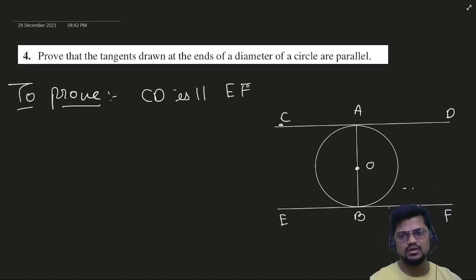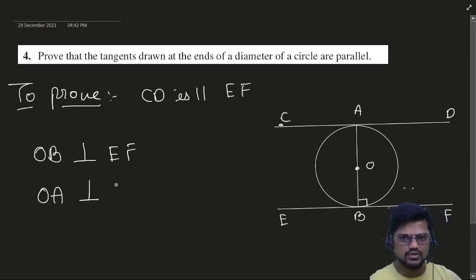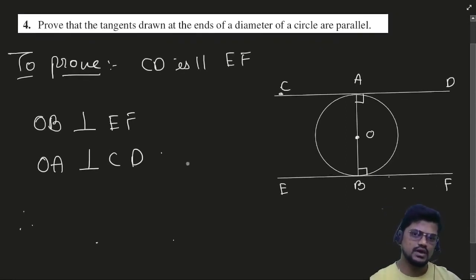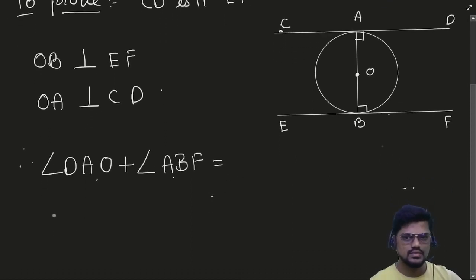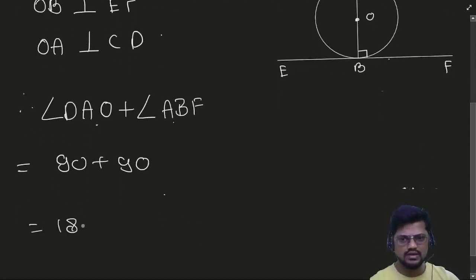Now, how can we prove it? We know that OB is perpendicular to EF. Yes or no? And OA is perpendicular to CD. Therefore, what can I say? Angle DAO plus angle ABF is equal to 90 plus 90, which gives you 180 degrees.